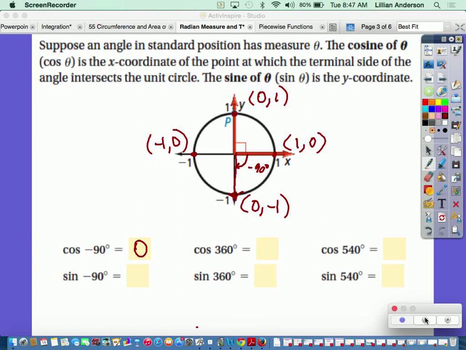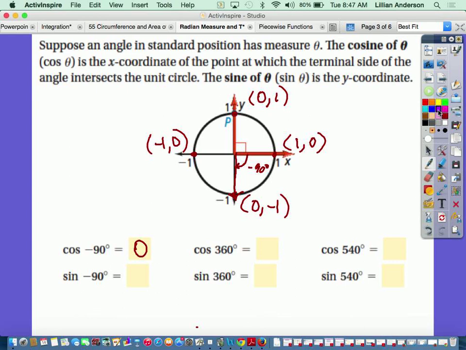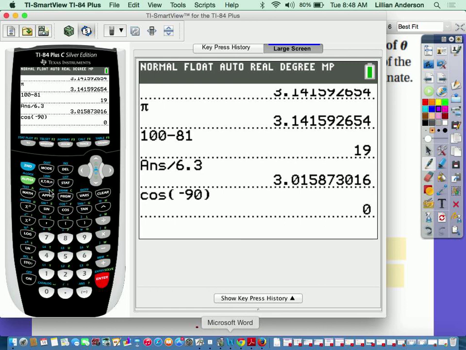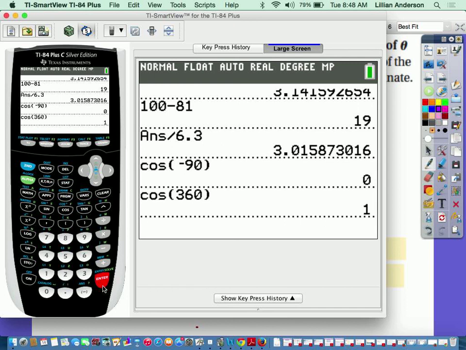Let's keep going. 360 degrees. This is positive. Where is 360 degrees located? It's the initial side. So it was here, and then I went a full rotation. That's 360 degrees. What is the cosine of 360? 1. You just type cosine and then 360, and you get 1.